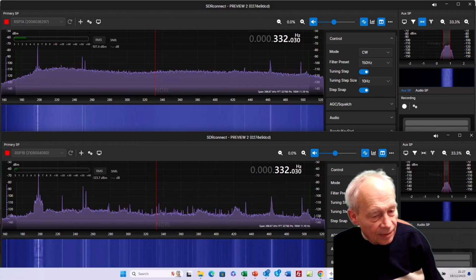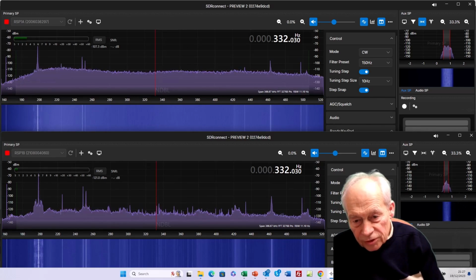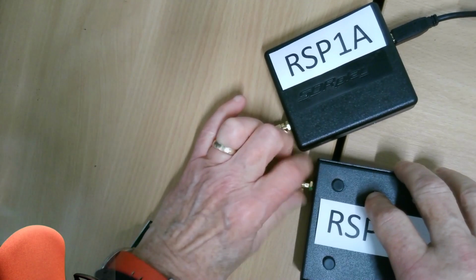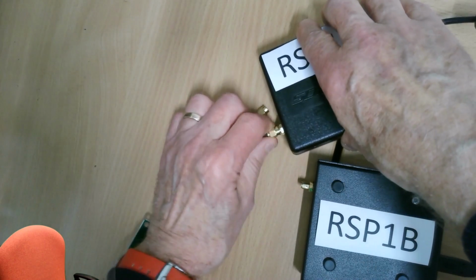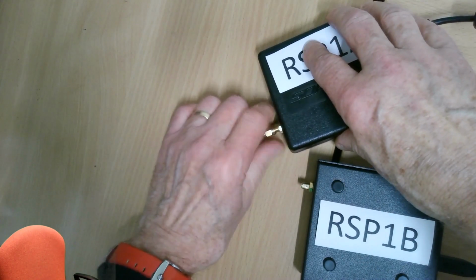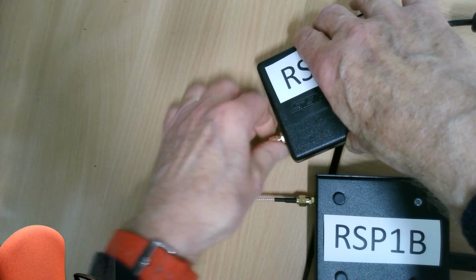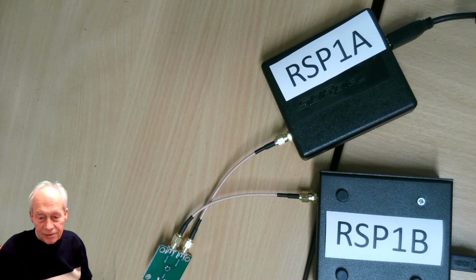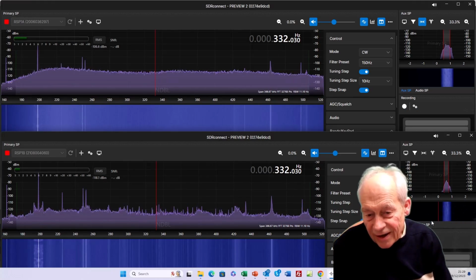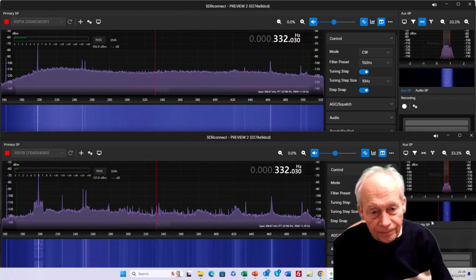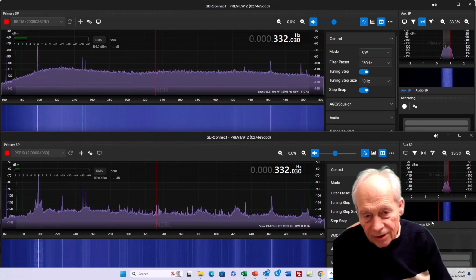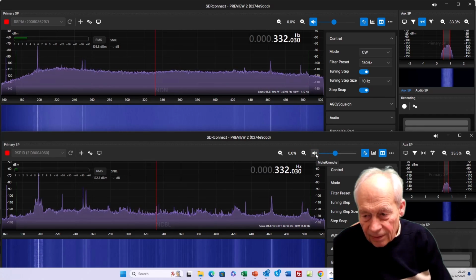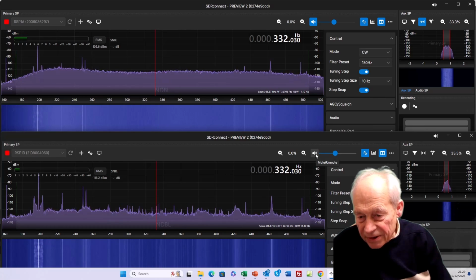For completeness, I'm going to swap the antenna inputs to the RSP1A and the RSP1B. So I've now swapped the antennas, and as you can see, having swapped the two antennas, there's identical results to what we saw before, and the RSP1B can still pick up that NDB signal.